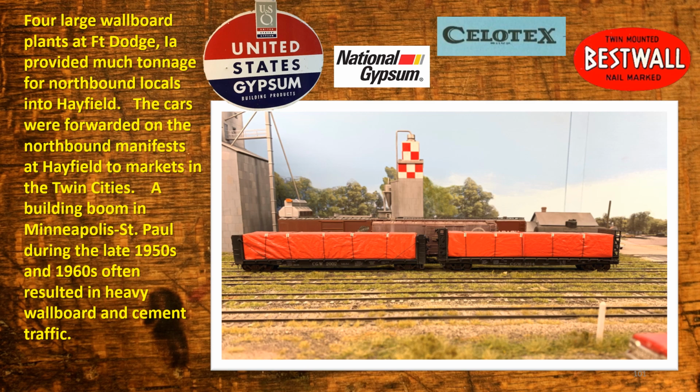They would have come through Hayfield, so that's why we model that just coming in and out of staging, because a lot of this traffic was heading north, and the four plants there were USG and National and Celotex and Bestwall. And here's a couple of modeled gypsum loads on bulkhead flats sitting in the yard on the layout at Hayfield.